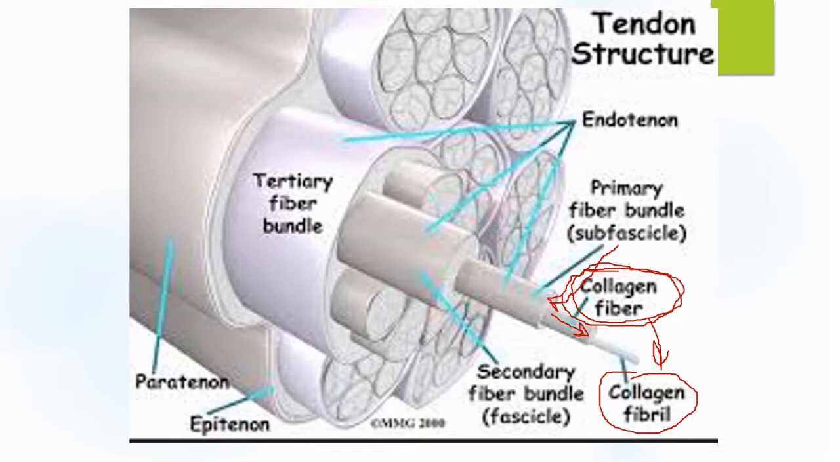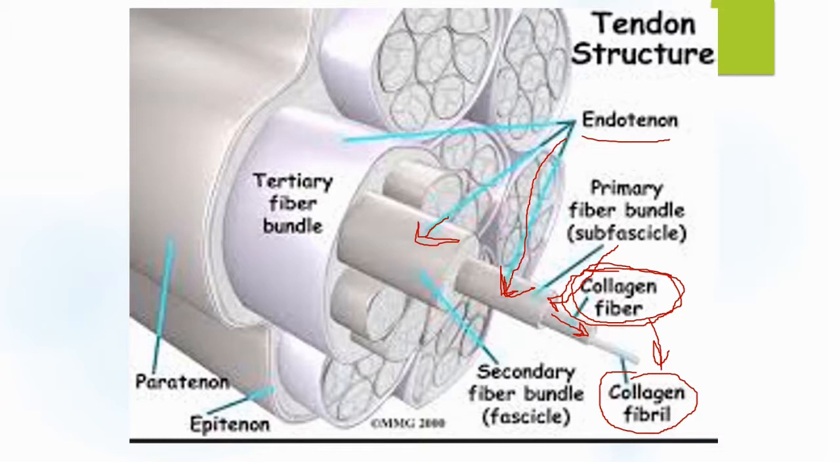Well, these collagen fibers are bound up into fascicles, and the fascicles themselves are surrounded by another layer of connective tissue known as the endotenon. So all of these fibers are surrounded here by another layer of connective tissue and another layer of connective tissue here, all of which contributes to the myotendinous junction.